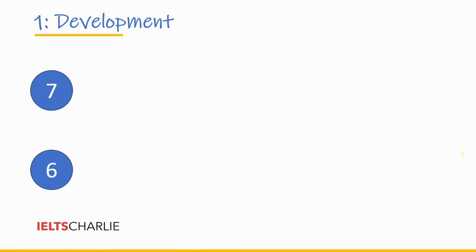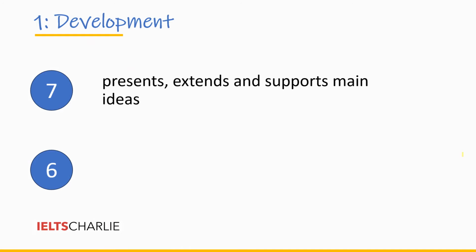So let's summarize this on this slide. At Band 7, your essay presents, extends and supports your main ideas. Main ideas refers to things like the reasons for your view. If you're writing an opinion essay, the reasons for your view. If you're writing an advantages, disadvantages essay, your main ideas are your advantages and disadvantages. If you're writing a problems, solutions essay, then your main ideas are the problems and solutions.